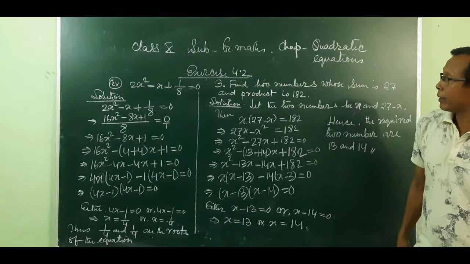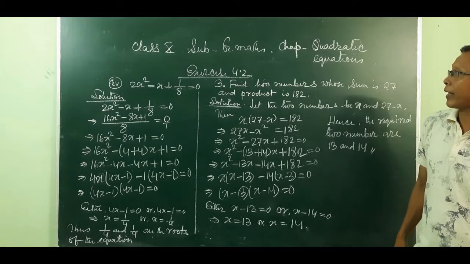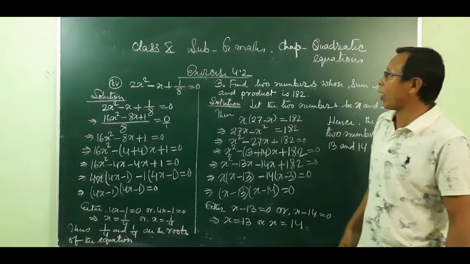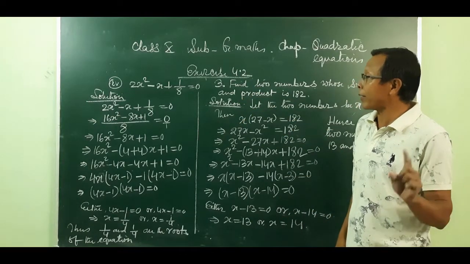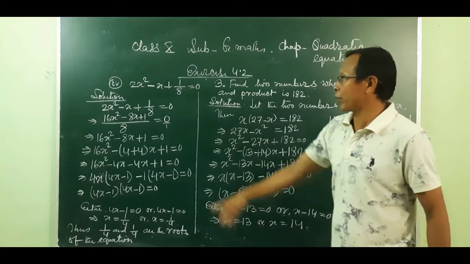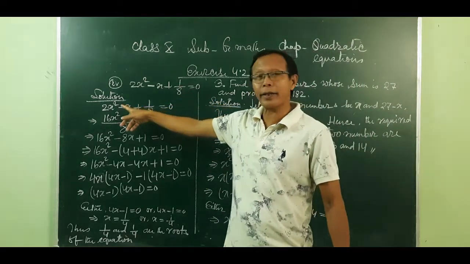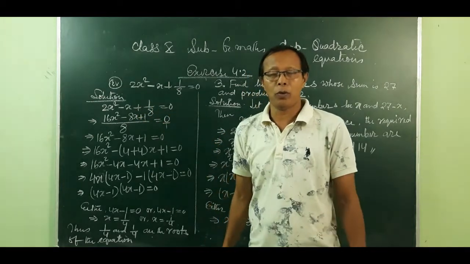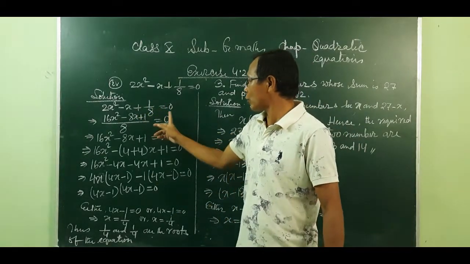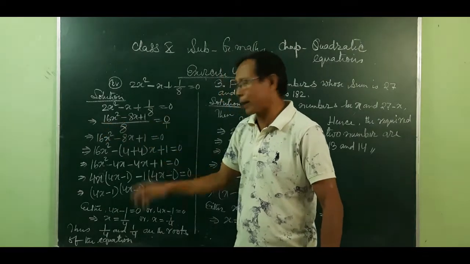Quadratic equation. This is from your class 10 general mathematics. So now I'm going to start exercise 4.2, Roman number 4. The equation is given like this: 2x squared minus x plus 1 by 8 equal to 0. So here is 1 by 8, so you do the factorization.